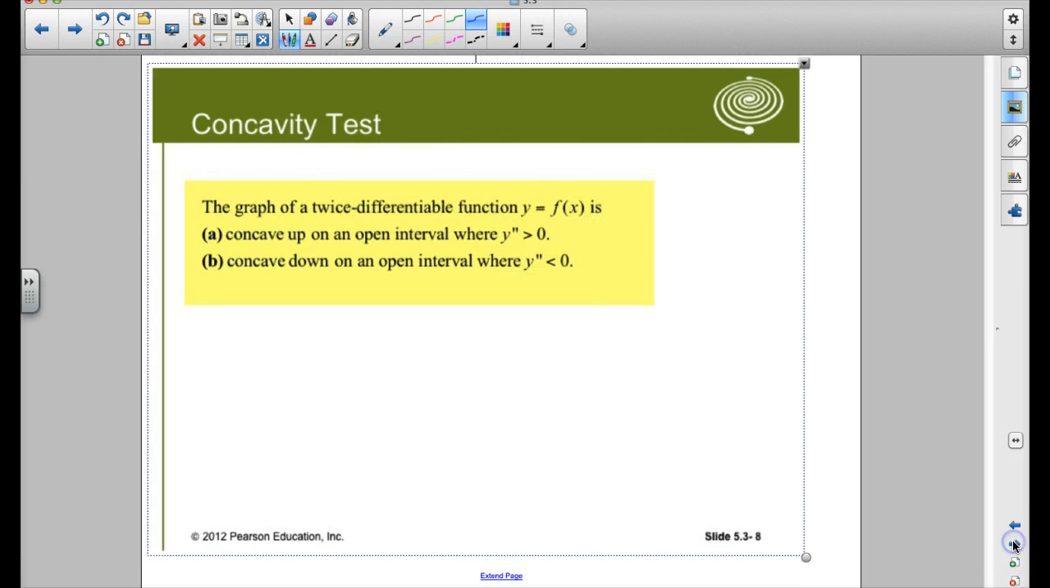I don't like using the concavity of the first derivative. I'd rather use the second derivative test. The concavity test. The graph of a twice differentiable function y equals f of x is concave up on an open interval where the second derivative is greater than 0, and concave down on an open interval when the second derivative is less than 0.